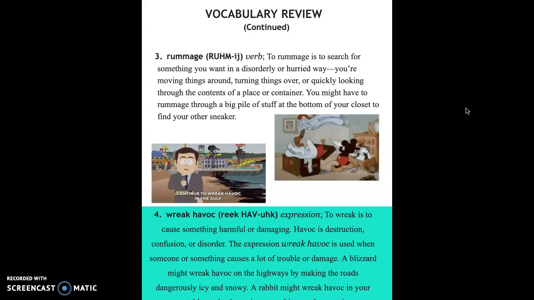All right, number 4 is to wreak havoc. It's an expression, okay? And you'll notice in the picture you've got the monsters in the background wreaking havoc on the city and destroying it. Kind of the same idea as Godzilla. If y'all know the Godzilla I grew up with, and even today he's still around. So to wreak havoc is to cause something harmful or damaging. Havoc is destruction, confusion, or disorder. The expression wreak havoc is used when someone or something causes a lot of trouble or damage. A blizzard might wreak havoc on the highways by making the roads dangerously icy and snowy. A rabbit might wreak havoc in your vegetable garden by eating everything you're growing.